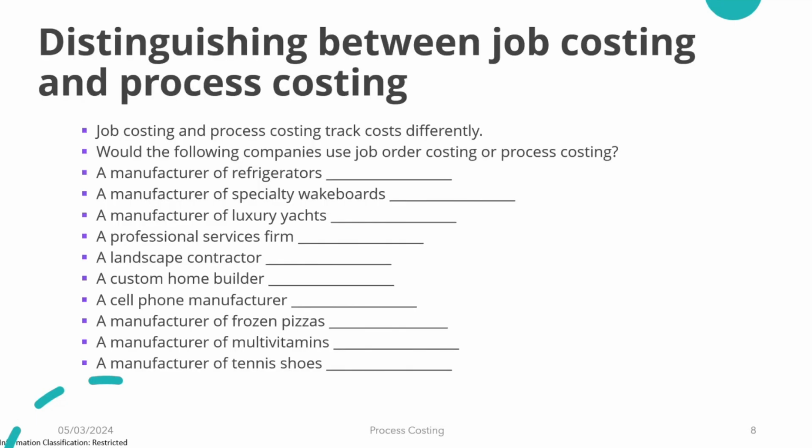Here is a list of examples. Can you have a quick look and think whether the production is process-based or job-based? So for the first one, job costing and process costing track cost differently. Would the following companies use job order costing or process costing? So a manufacturer of refrigerators. I think it's a job manufacturer. Yeah, it should be a job because it's a unit and each one needs to be made on its own production.